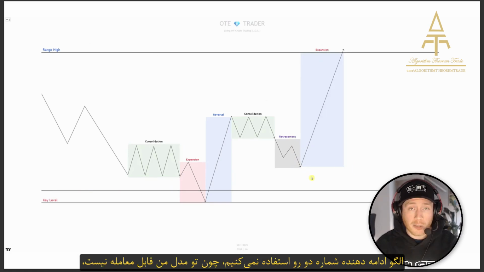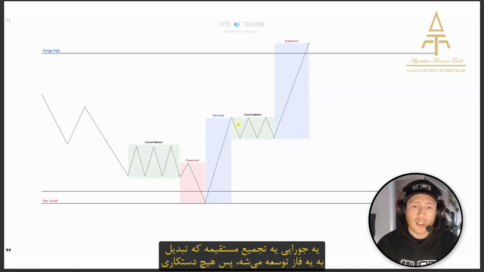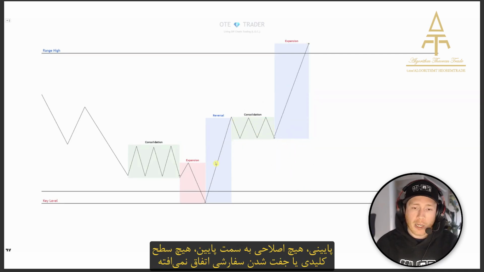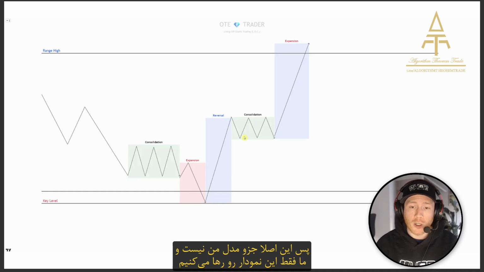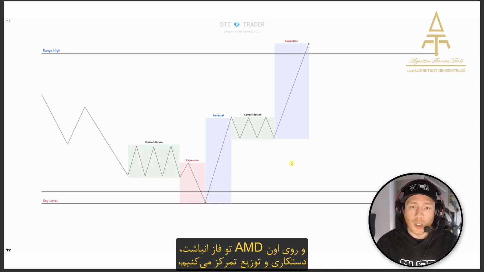Now, continuation pattern number 2. This one we will not be using because this is not tradable as per my model, and it looks like this. It's a straight up consolidation into an expansion phase. So there's no manipulation lower, no retracement down to discount, no key levels or order pairing happening. So this is all not part of my model, and we're just going to leave this schematic behind and focus on that AMD within accumulation, manipulation, distribution phase.